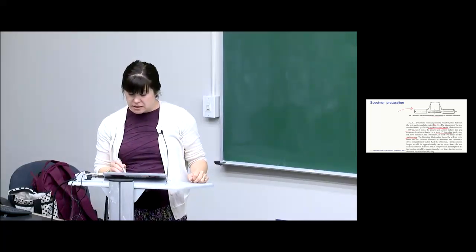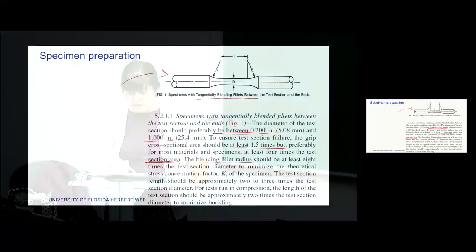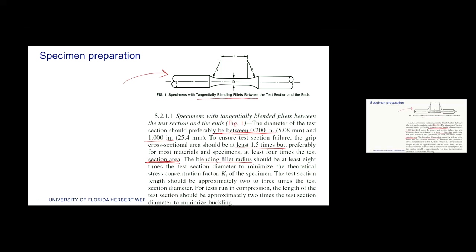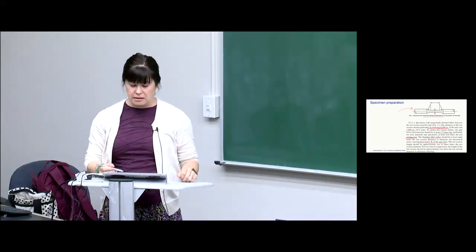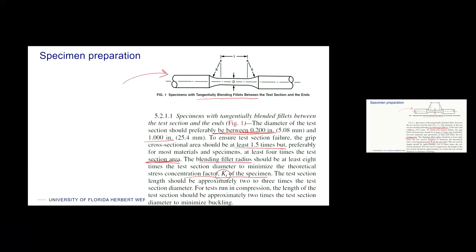And it gives guidance as to the blending fillet radius, at least 8 times the test section diameter, to minimize the theoretical stress concentration factor, KT. Because we know from our prior classes that when we have a discontinuity in a sample like this, that is what gives rise to stress concentration factors. So we want to have a smooth change in dimension to minimize that stress concentration factor.